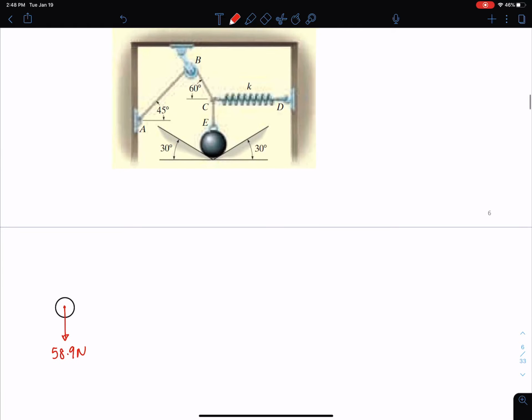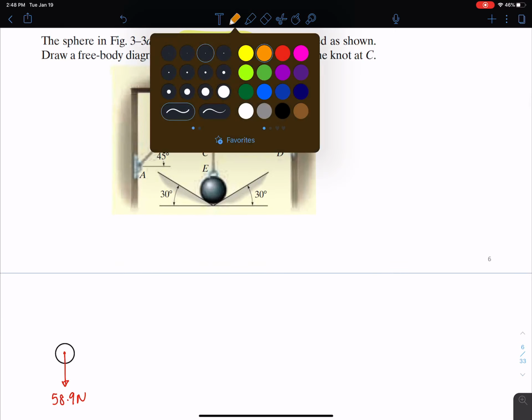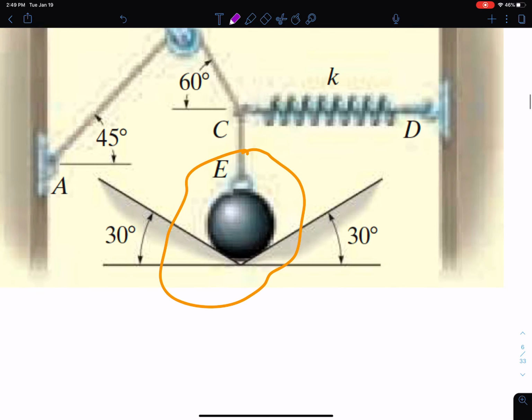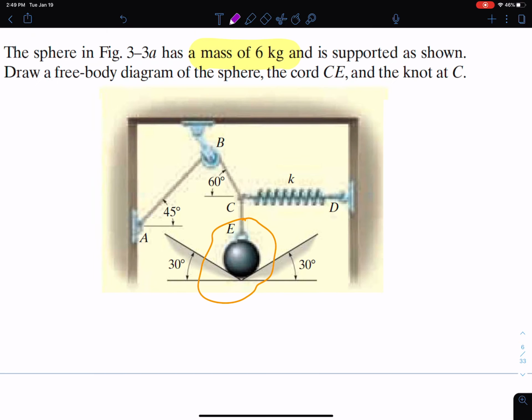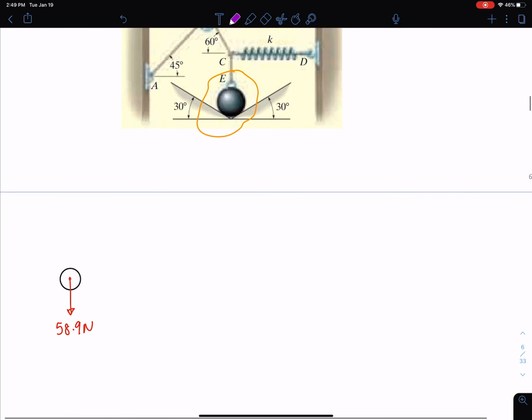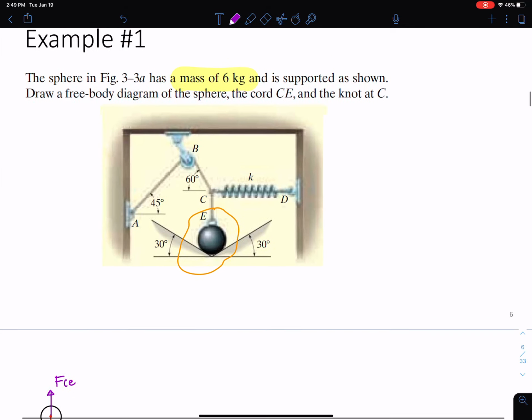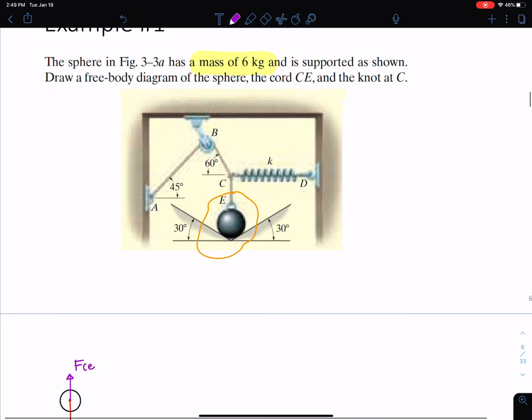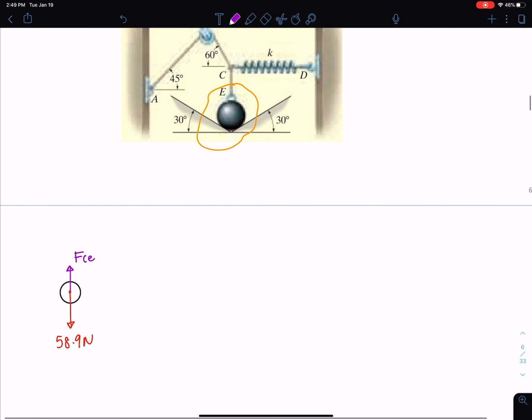Now, the next thing is it erased my little cut too. Let me go back to my little isolated cut. The next thing we have here is, you can see at the cut, I'm cutting the cord CE, which means I'm exposing a force there that's connected to that mass or that sphere. So I'm going to go ahead and draw a straight line here, and I'm going to call that the force in CE. You can call it tension in CE. You can call it T. Whatever you like, I'm just going to call it FCE.